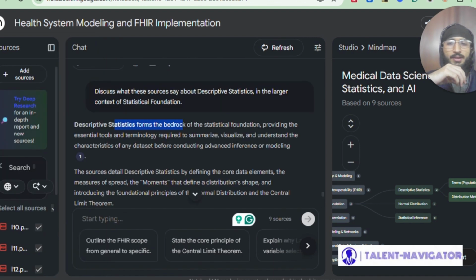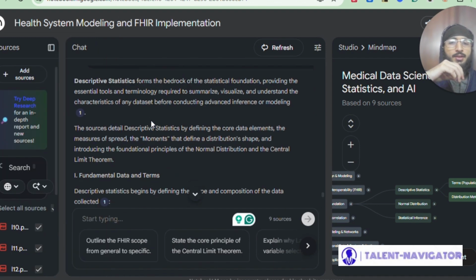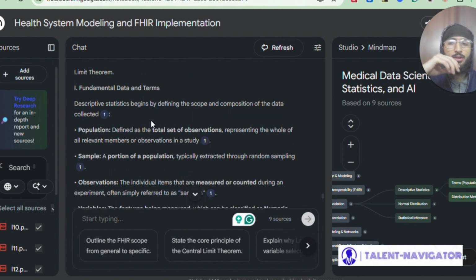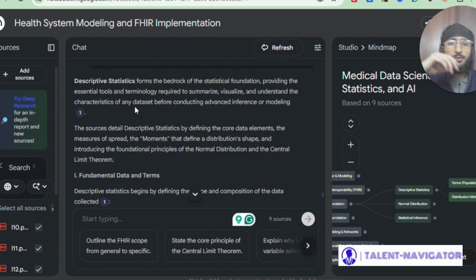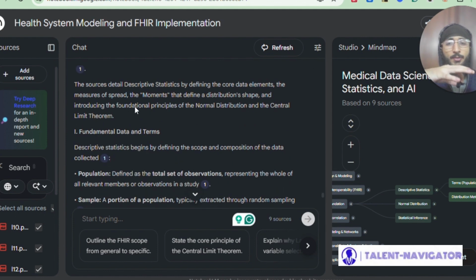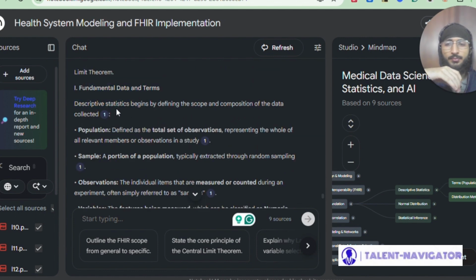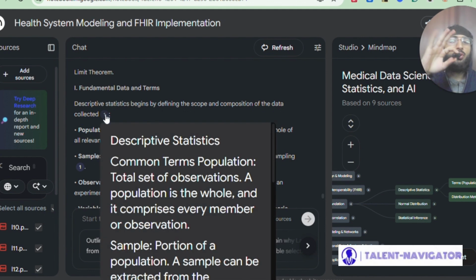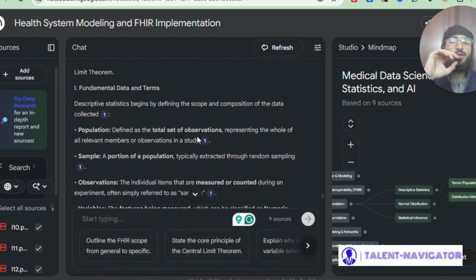Okay. So descriptive statistics forms the bedrock of the statistical foundation, providing essential tools and terminology required to summarize, visualize, and understand the characteristics of any data set before conducting advanced inference or modeling. So basically, some data terms. First, we have population, which is defined as the total set of observations representing the whole of all relevant members or observations in a study.